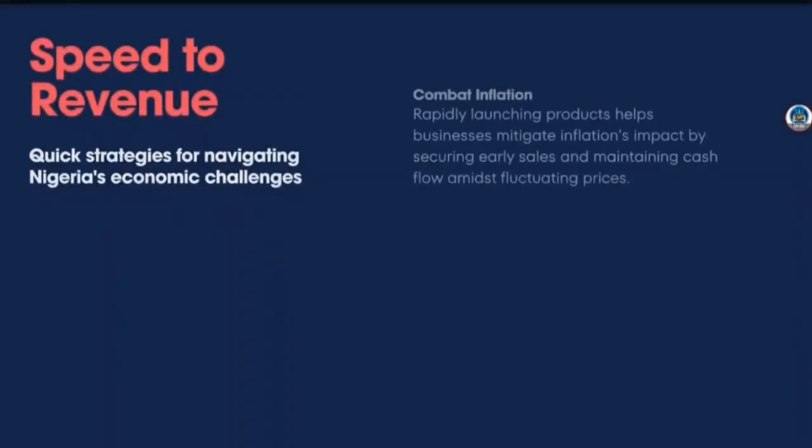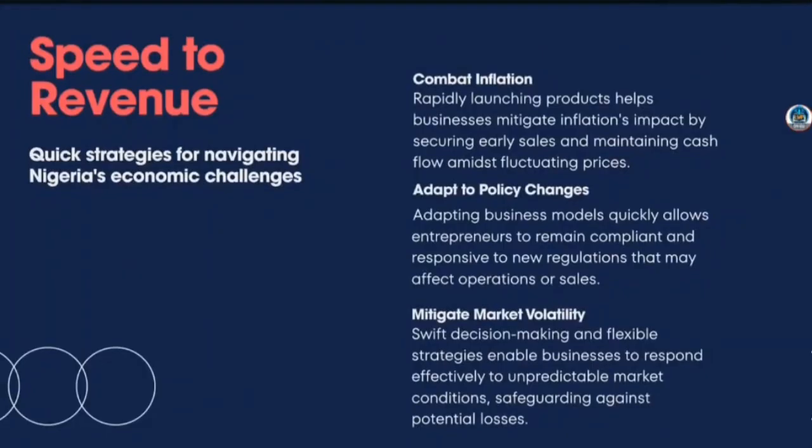Number 2, speed to revenue. The sharp shift. I choose to call it the sharp shift. If there's a problem, what then will you do? In Nigeria, the lead is dangerous. We all know that.